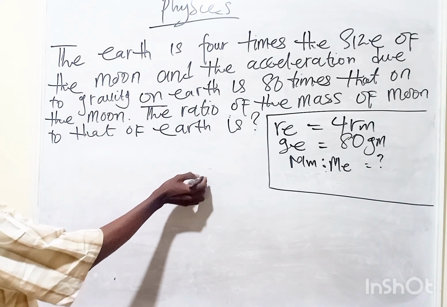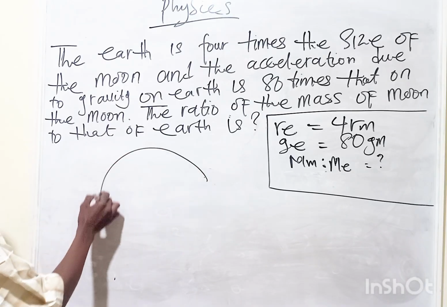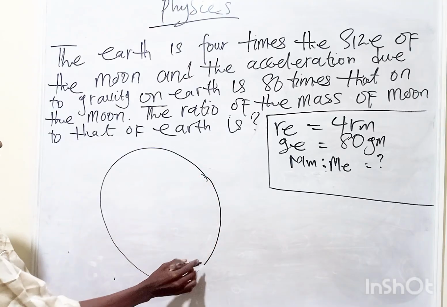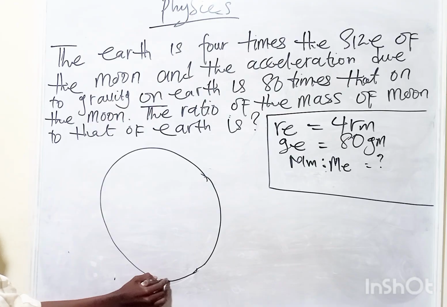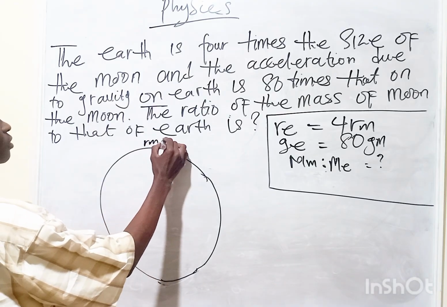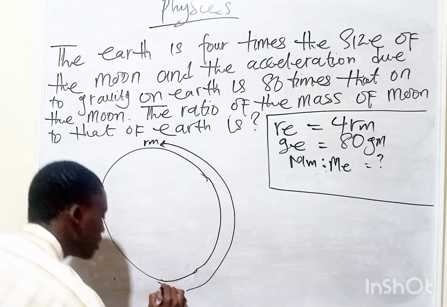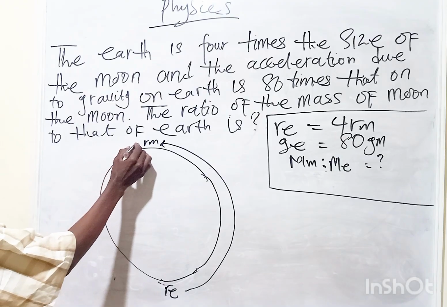So we have this diagram like this. Then we say, let this be the Moon, the radius of the Moon. Let's call it the radius of the Moon. And let's say this is the radius of the Earth. Let's also call this one the radius of the Earth.